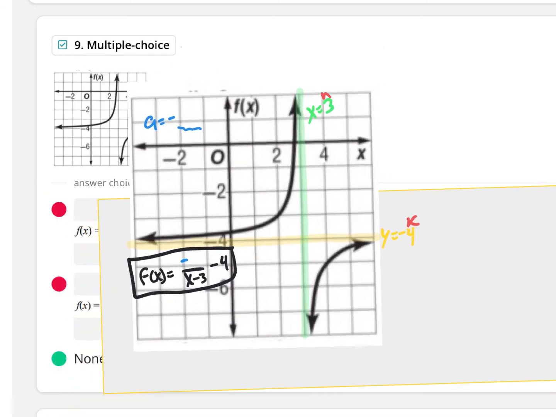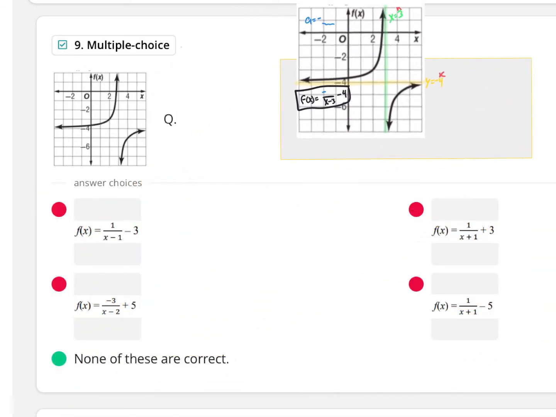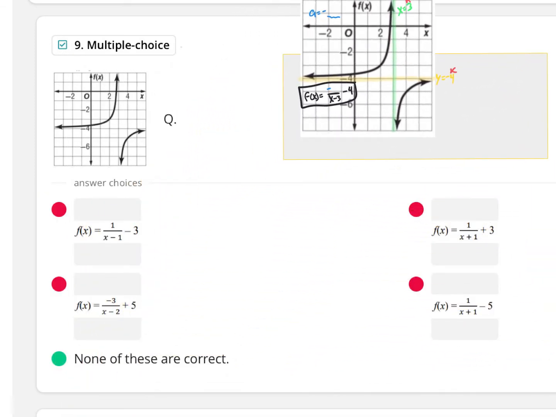And when we do look for that on the multiple choice, you're not going to find it. This one does have a negative, but the denominator is not x minus 3 the way we wrote down up here, or -4 as the k. So that's not the case. So none of these would be correct.